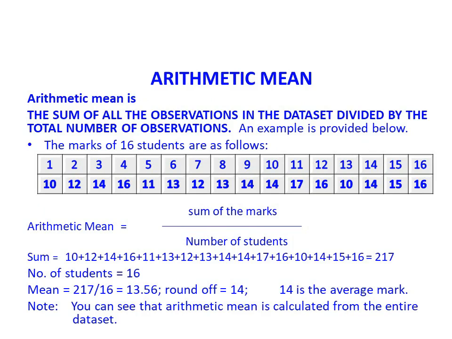Arithmetic mean is the sum of all the observations in the dataset divided by the total number of observations. From the example data, you can see that the sum of the marks of 16 students is 217. By dividing 217 by the number of students, 16 students, you get 13.56, that is 14 marks. So 14 is the average mark of these 16 students. You can see that arithmetic mean is calculated from the entire dataset.